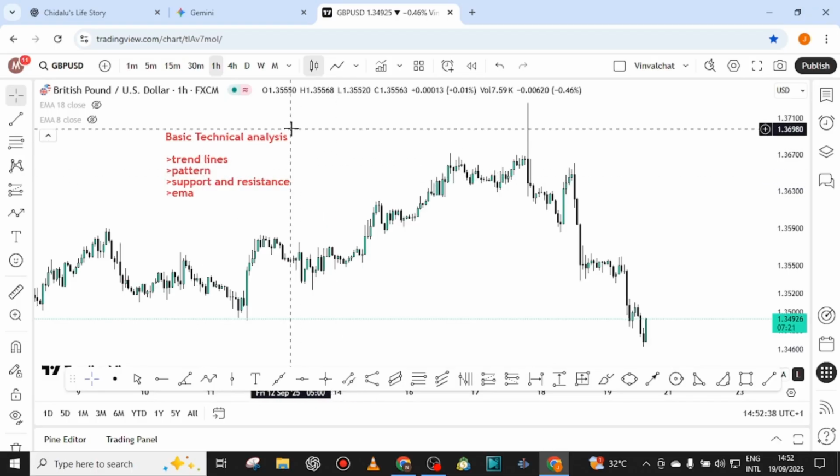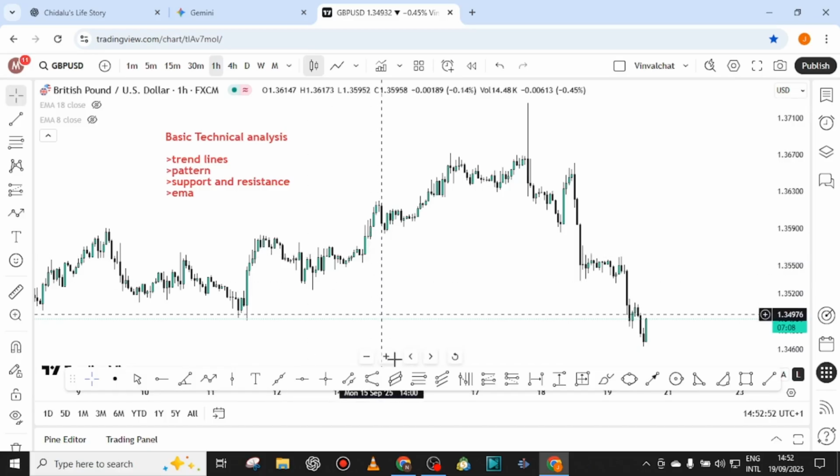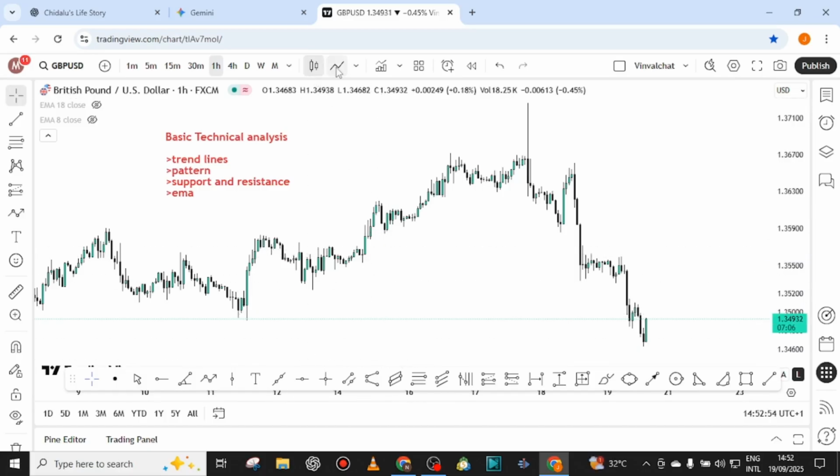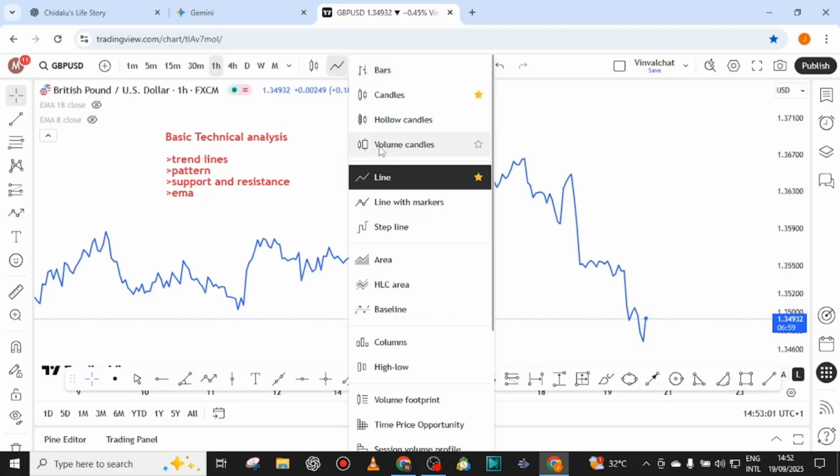Now I want you all to go to this particular place here, the right candle. Click on it. Click on this particular icon. When you drop down this bar, you are going to see line and you are going to see candle. I told you in the previous video, make sure you have these two as favorites. Click this and mark it as your favorite.